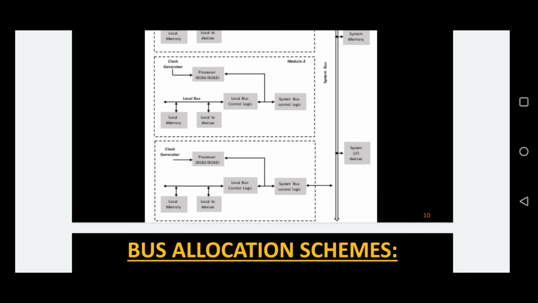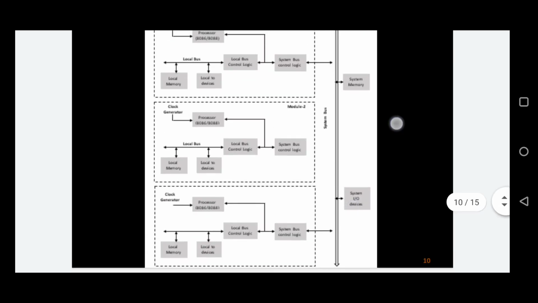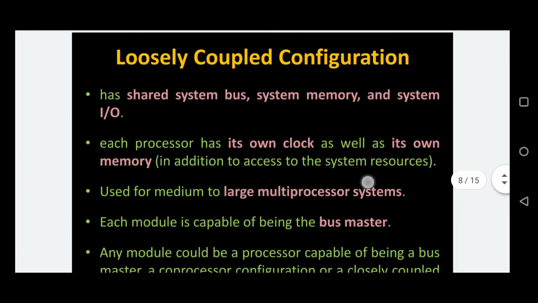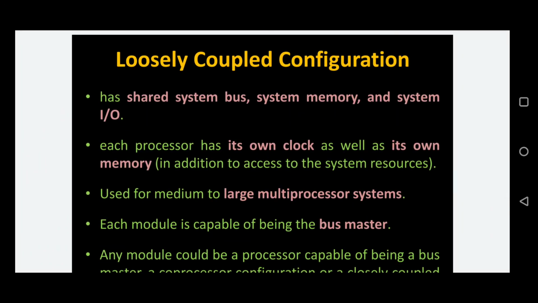In loosely coupled configuration, let us discuss some advantages. What are the advantages of using a loosely coupled configuration? The very first advantage is high system throughput. The high system throughput can be easily achieved by having more than one CPU. That is the very first advantage of this loosely coupled configuration. So the throughput will be high because of using more than one CPU, that is, more than one 8086 microprocessor.